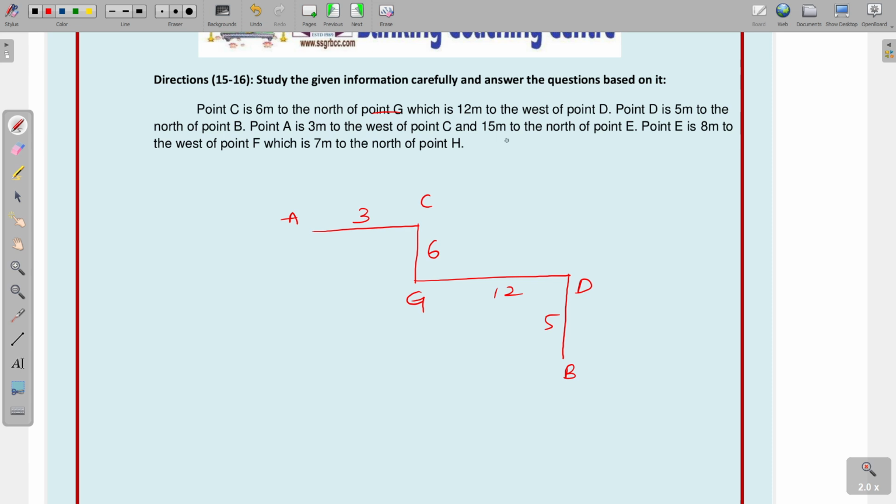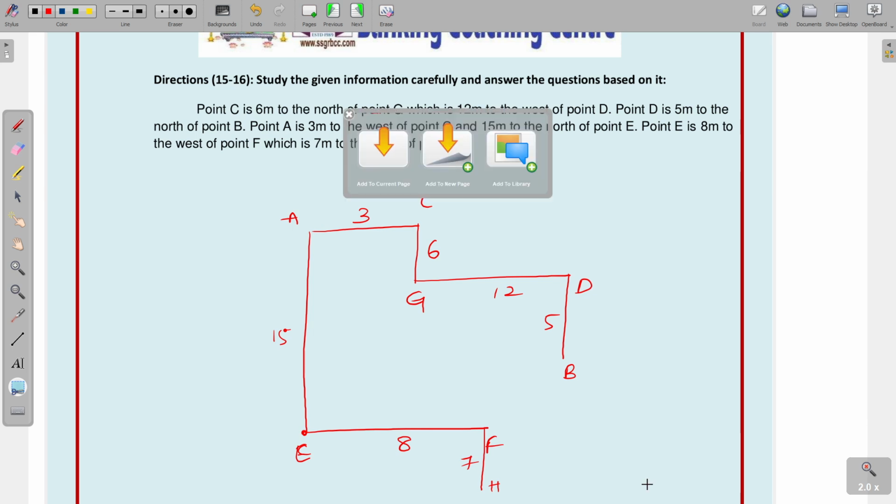And next, A is 15 meters to the north of E. Next, E is 8 meters to the west of F, which is 7 meters to the north of H. It is the final arrangement of the directions. And let us move on to the questions.